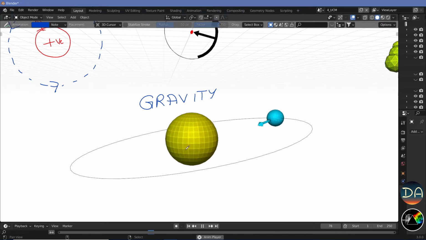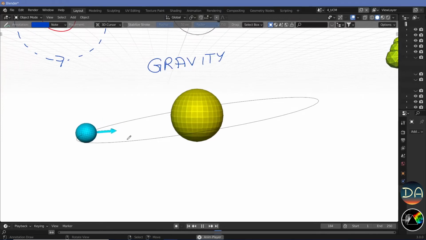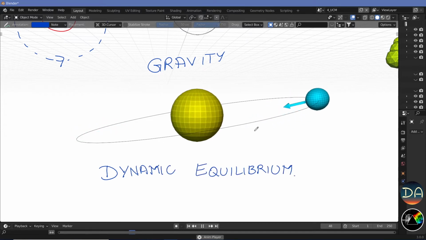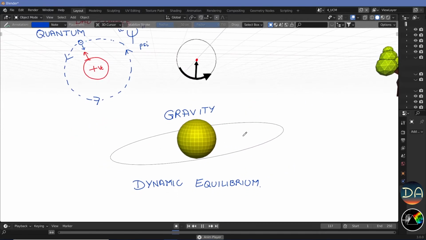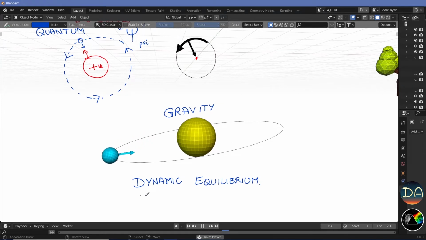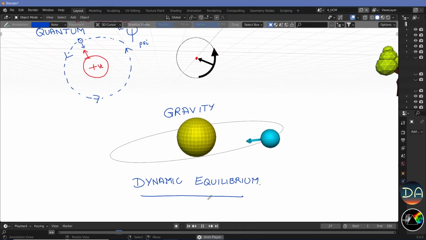You should note that in all of these examples, there are forces acting, but the speeds remain the same. And because of that, they remain in equilibrium. And in this case, it would be dynamic equilibrium. So any example of uniform circular motion would be examples of dynamic equilibrium or equilibria.